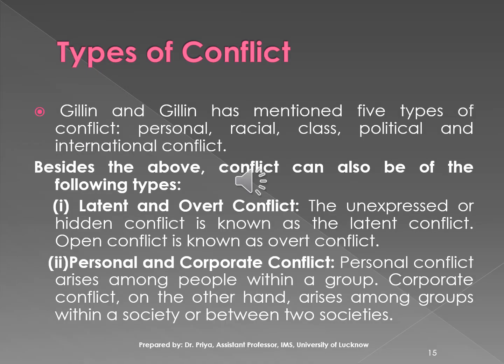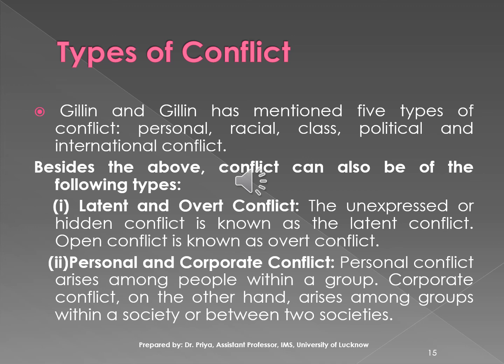Another eminent sociologist, Gillin and Gillin, had mentioned five types of conflict: personal, racial, class, political, and international conflict. Personal conflict is a conflict between two persons within the same group. Racial conflict is a conflict between the two races like whites and Negro in South Africa. The class conflict is a conflict between the two classes such as poor and rich or the exploiter and the exploited. Conflict between the two political parties for the power is a political conflict, and international conflict is a conflict between two nations such as between India and Pakistan over Kashmir issue.